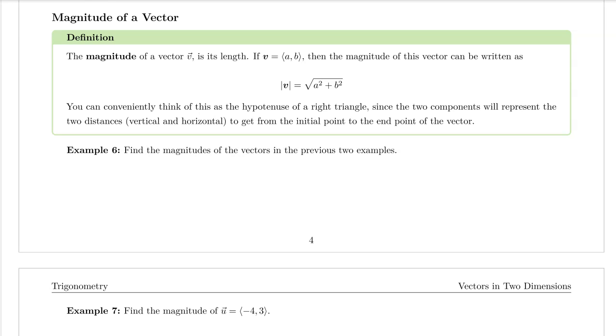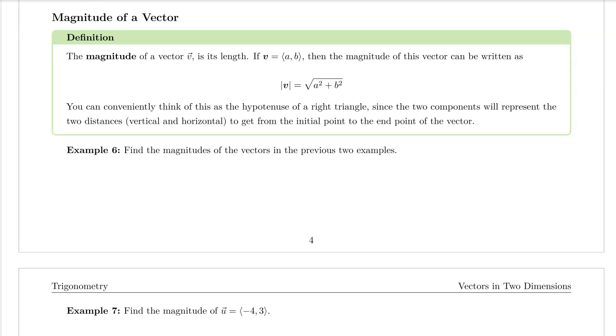You can conveniently think of this as the hypotenuse of a right triangle, since the two components will represent the two distances, vertical and horizontal, to get from the initial point to the end point of the vector. So let's look at example 6, which says, find the magnitudes of the vectors in the previous two examples. So let's remind ourselves.